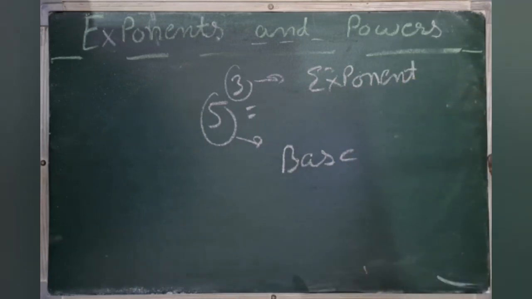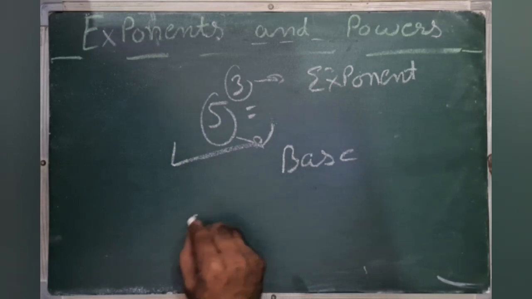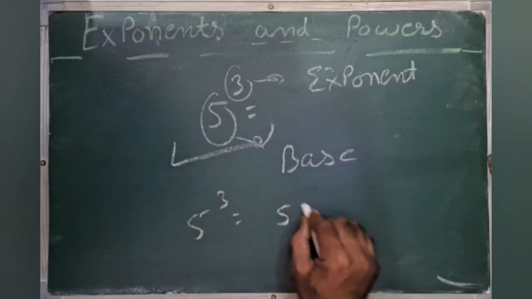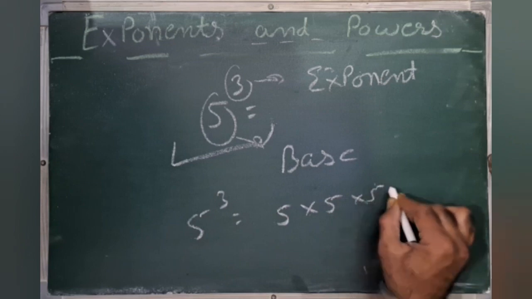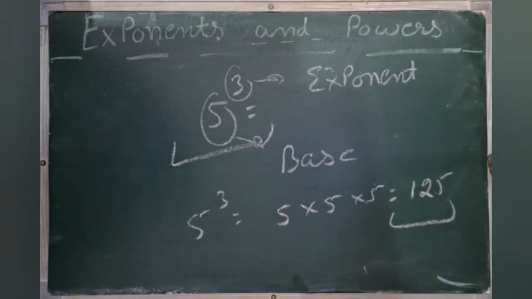And this whole thing is called a power. Right, 5 power 3, otherwise I can write 5 multiply 5 multiply 5, that is 125. This is also called a power. So 5 power 3, this whole is a power.